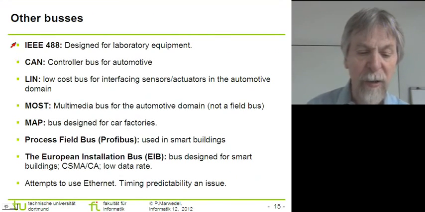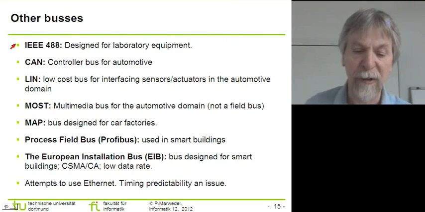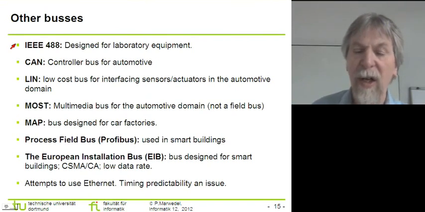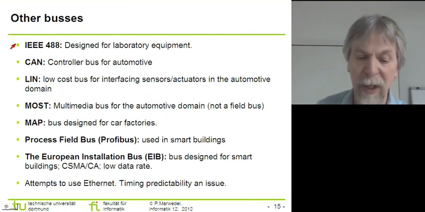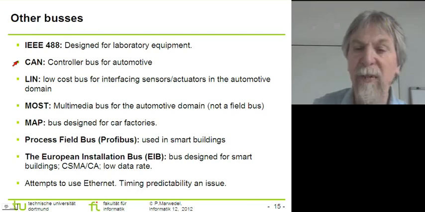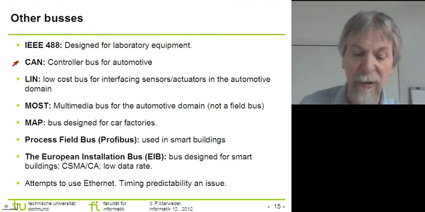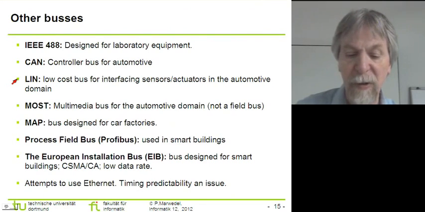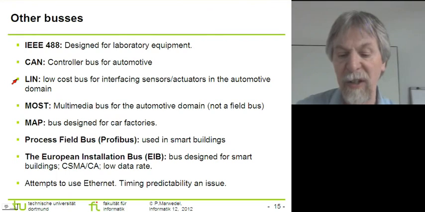There are a lot of buses that can be used for all these purposes, and I'd like to mention a few of them. There is IEEE 488, which is a bus designed for laboratory equipment. So, for example, an oscilloscope can be connected using IEEE 488. There is the CAN bus that I already mentioned. It's a bus used in many cars. But the CAN bus alone is not sufficient for cars. There is, in addition, a low-cost bus which is used for interfacing sensors and actuators in the automotive domain.